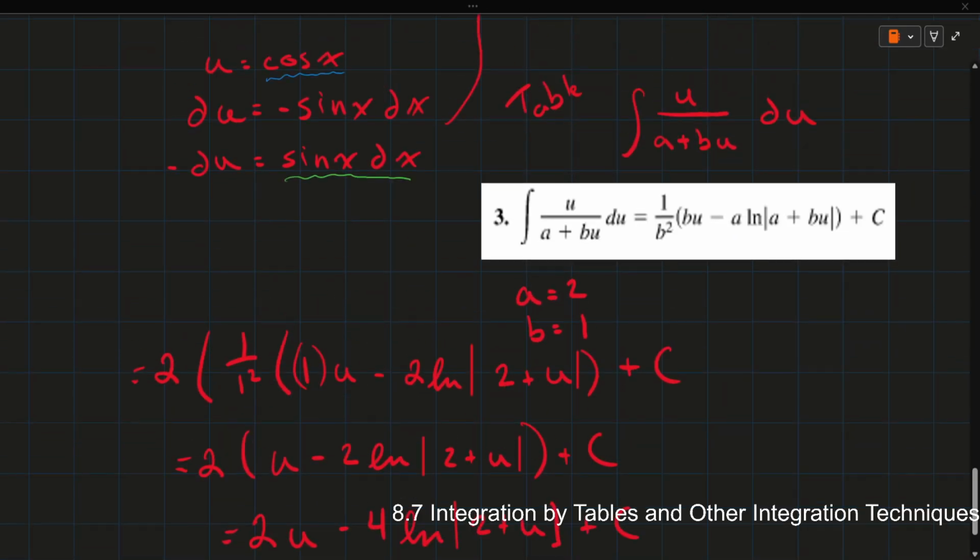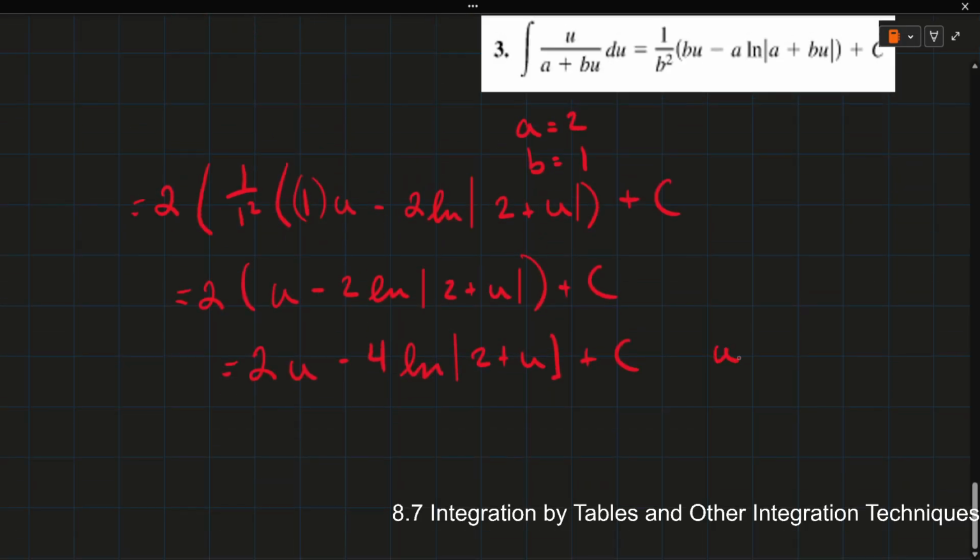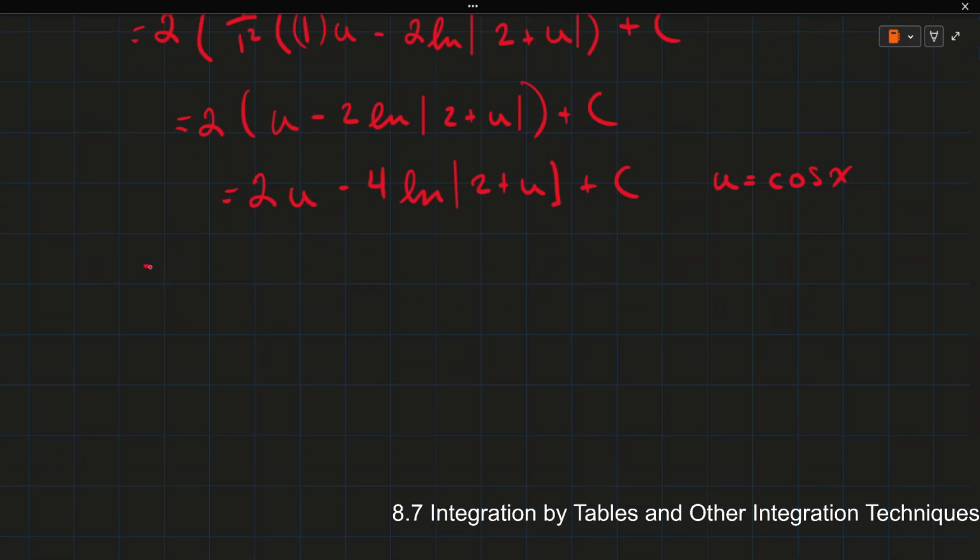We still have to go back and take a look at what our u was, right? Our u was cosine x. So we still need to substitute back finally u for cosine x. So now what we would have is 2 cosine x minus 4 ln of 2 plus cosine x plus c. Ta-da! I hope that wasn't too anticlimactic for you. But yeah, that's another approach.